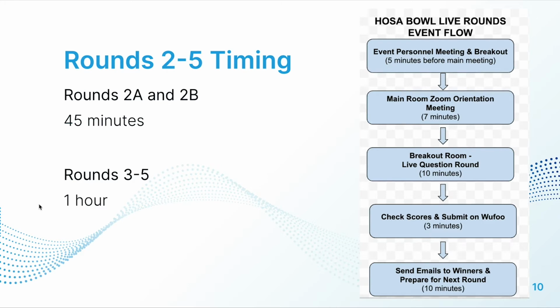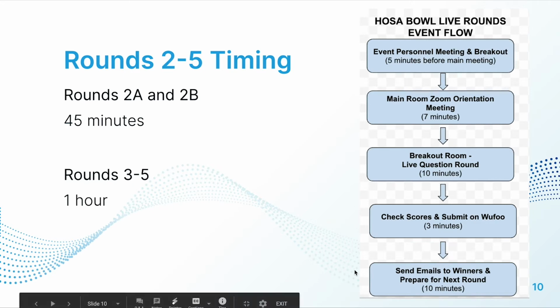For rounds 2A and 2B, you want to set aside about 45 minutes per round. That gives you enough time to bring in your event personnel, to organize your breakout sessions, to do your orientation, to actually break everyone out into their sessions, for them to run the session questions, and then to come back and report scores. Judges do report scores back. You then advance the winners to the next bracket and send emails to those who qualify for the next round.